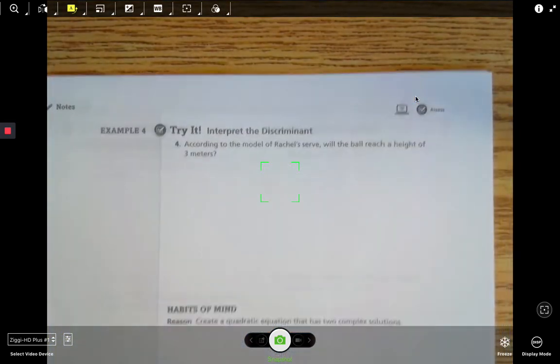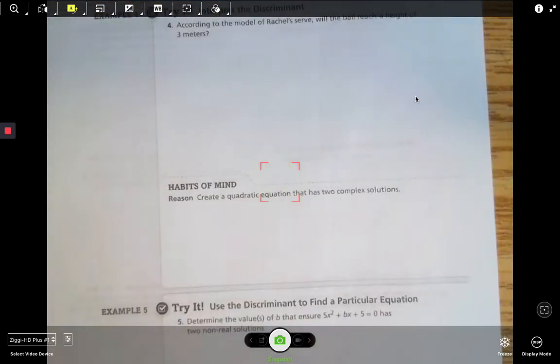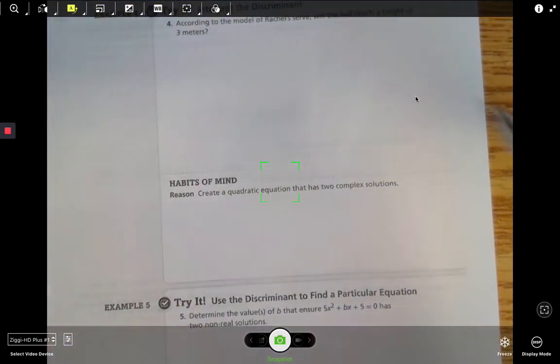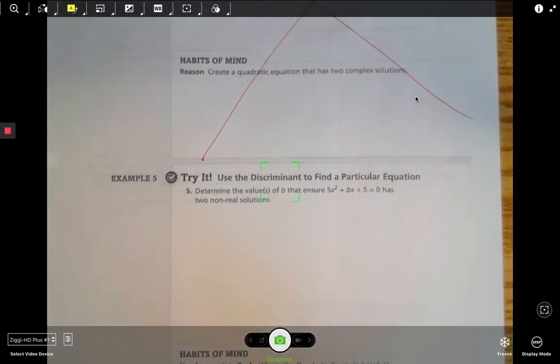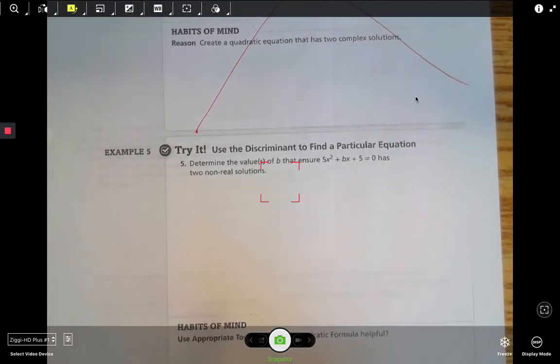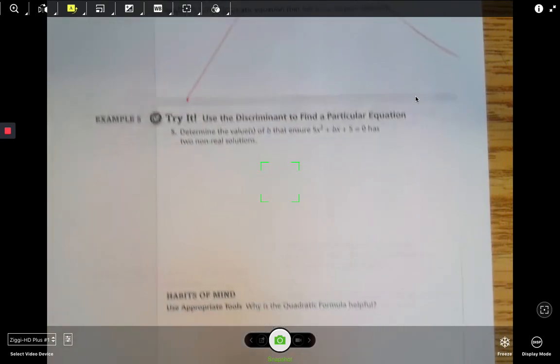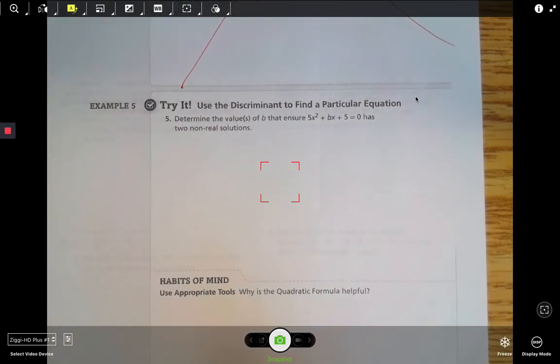Alright, moving on to the next page. We are going to actually skip through this. And then they want us to be able to use the discriminant to find a particular equation.